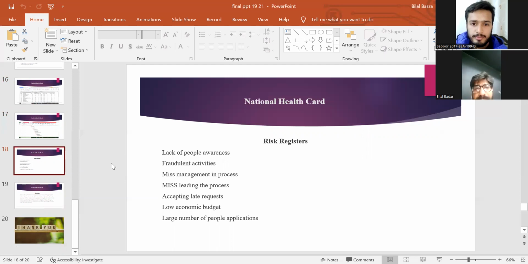Lack of people awareness is one of the more important risk factors in our program, which is why Pakistan lacks completion of any process due to these risks. They include lack of people awareness, fraudulent activities, mismanagement in process, misleading the process, accepting late requests, low economic budget, and a large number of people applications.